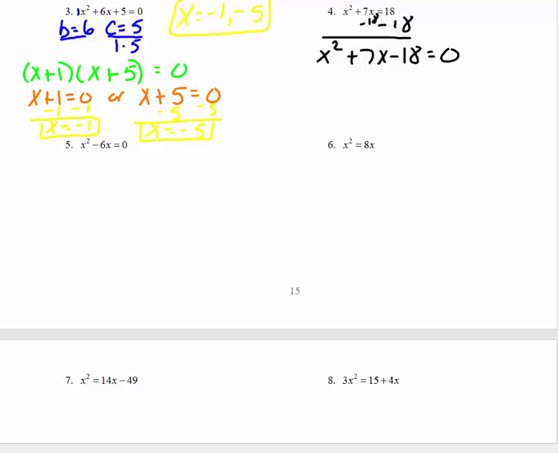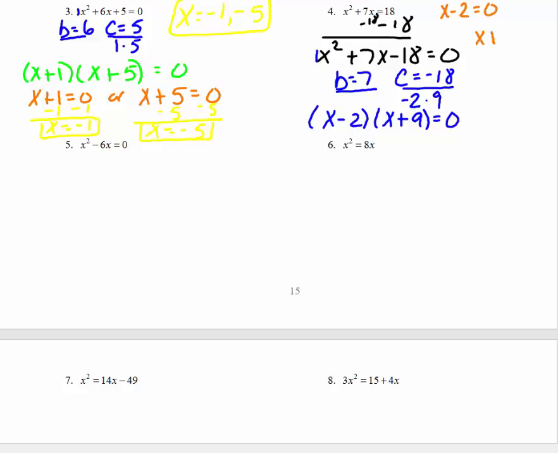Again, the number in front of x squared is a 1, so we know it's a C method. So we need to find the factors of negative 18 that add up to a positive 7. Factors of negative 18 that add up to a positive 7 would be negative 2 and positive 9. So putting those into the factors, we're going to get an x minus 2 times an x plus 9 equaling 0. At this point, we set each factor equal to 0 so we could solve. So either x minus 2 would equal 0 or x plus 9 would equal 0. Once I solve those out, I end up with x equaling positive 2 or x equaling negative 9.